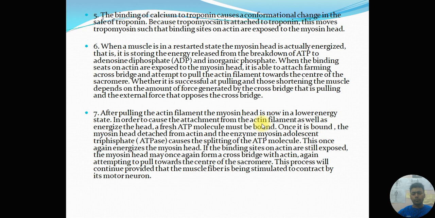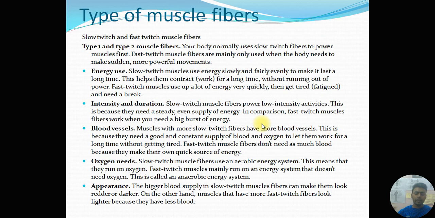Now next we'll learn about types of muscle fiber in the body. It's not one type. There are two types of muscle fiber. One is called slow twitch, one is called fast twitch. Type 1, type 2. You can also say that your body normally uses slow twitch muscle fiber to power muscles.